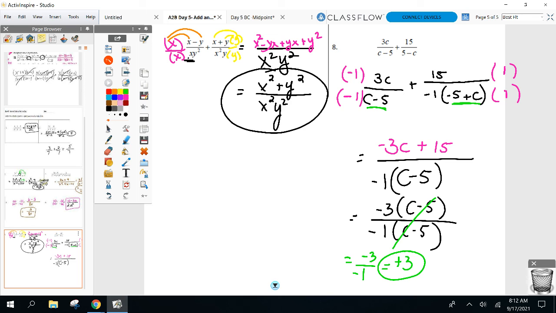That's the only thing I'm going to worry about: when you have opposites in the denominator, take out the -1, and then you'll have common denominators now. Yes, Jeremy, question? Sure. Anybody else questions?